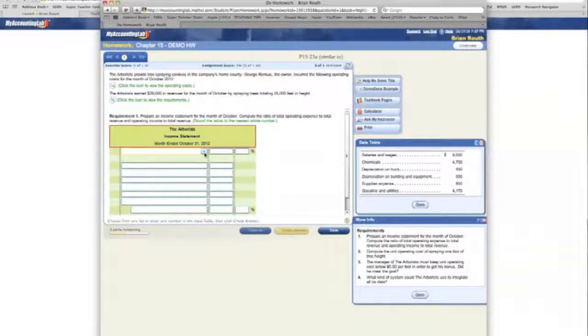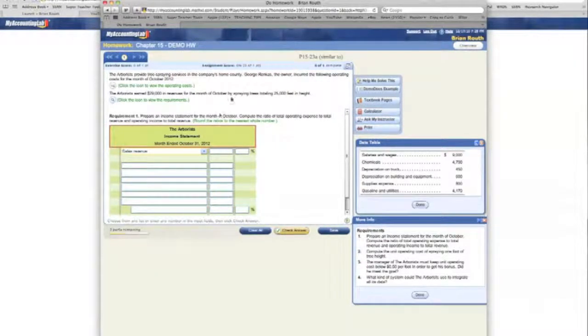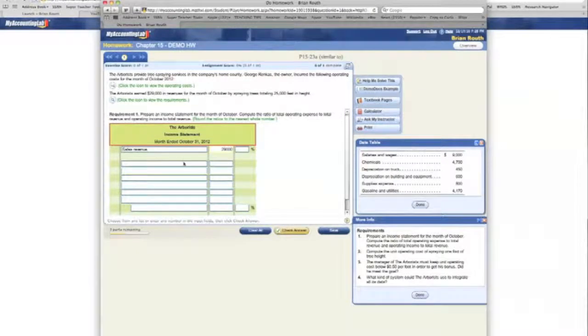So what's the first thing listed on an income statement? This problem gives you drop-down menus. So you don't actually have to type it in, you can actually select from a list. So we know that the first thing included in an income statement is our sales revenue. They tell me in the problem that my sales revenue is $29,000. So now I will type in 29,000. You can use commas or not use commas. MyAccountingLab is smart enough to know the difference, and if you do, that's fine, and if you don't, that's fine as well. We'll look at these percentages here in a little bit. So let's move on down.